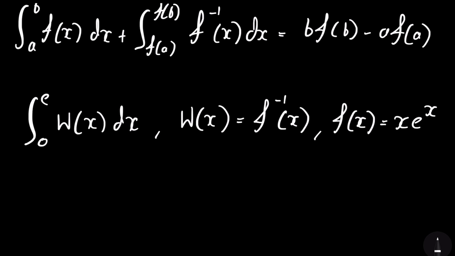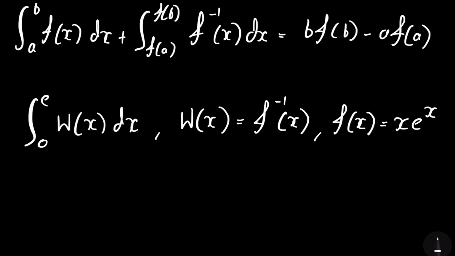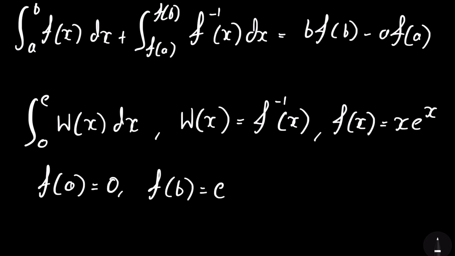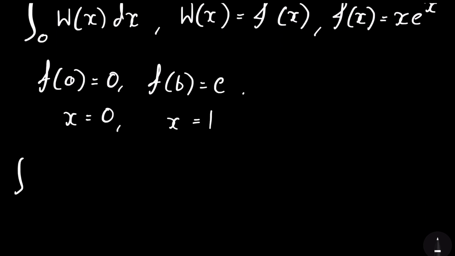So we have our original function, and we are looking for the limits. So f(a) is equal to 0, and f(b) is equal to e. Well, in the first case, x must be 0, and in the second case, x must be 1. So now we have our limits. We can substitute everything into the original identity.